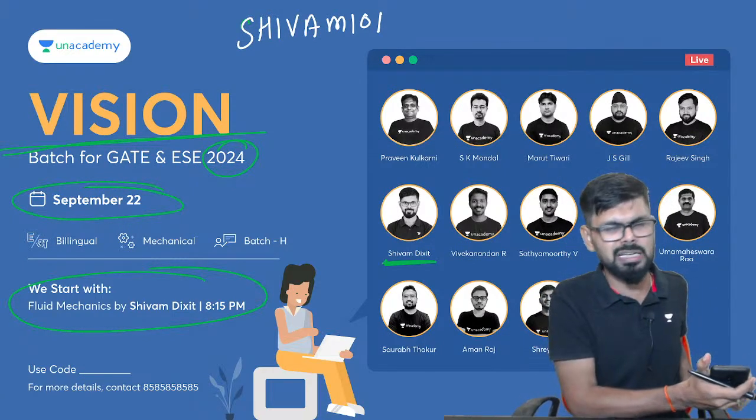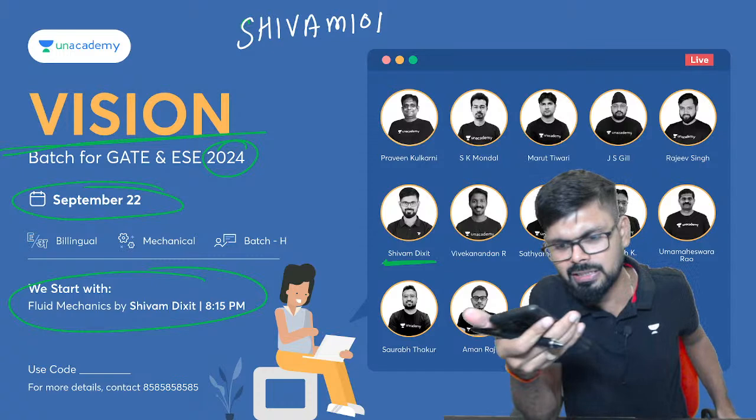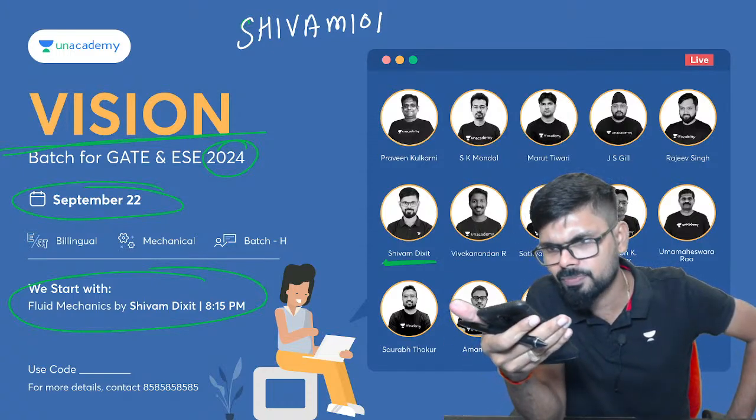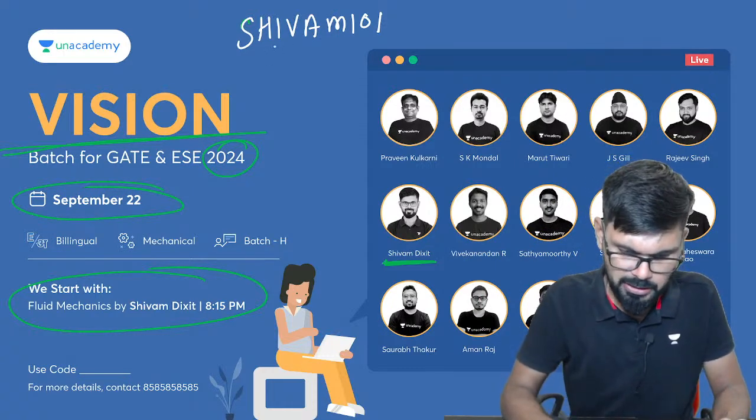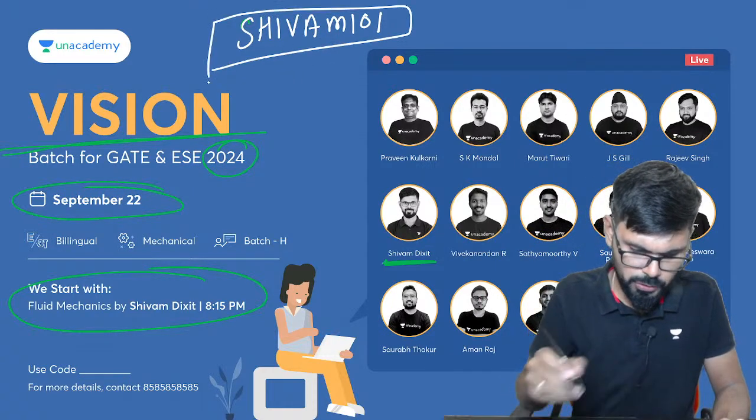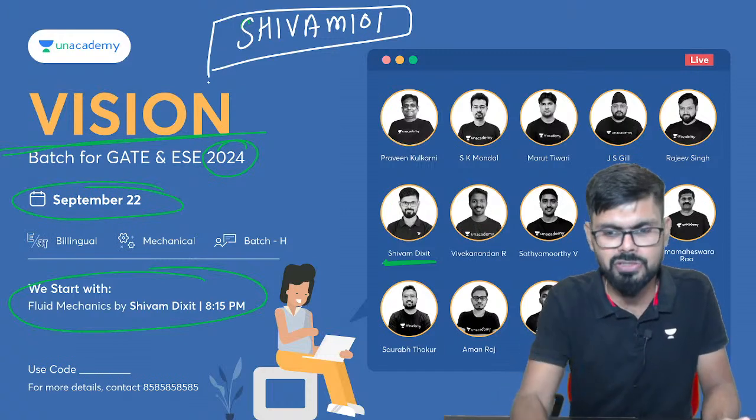Aerospace, very good chances are there. Very, very good. Are you general category or any other category? Tejas, what is your category basically? Shivam 101. So you have to use the code Shivam 101. Clear?